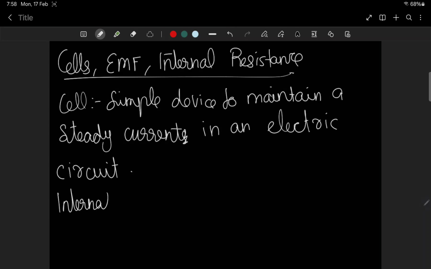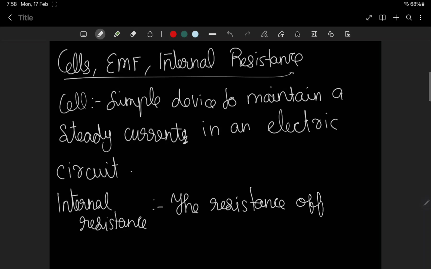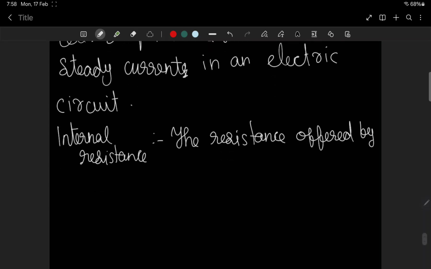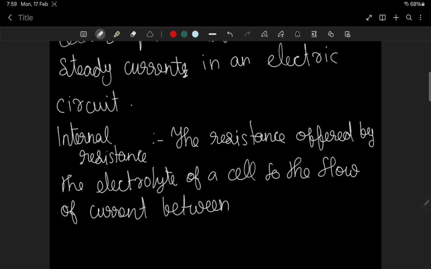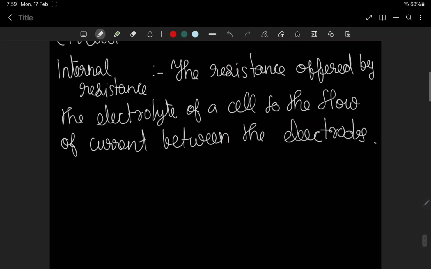Internal resistance. It is the resistance offered by the electrolyte of a cell to the flow of current between its electrodes. The resistance offered by the electrolyte of a cell to the flow of current between the electrodes is called the internal resistance of a cell. These things I know you have learned, so no need of more explanation.